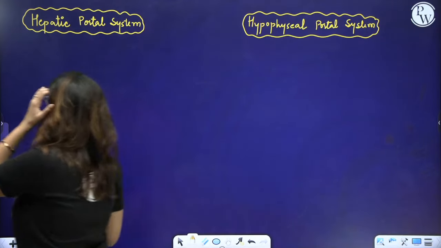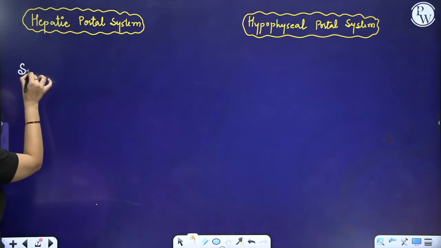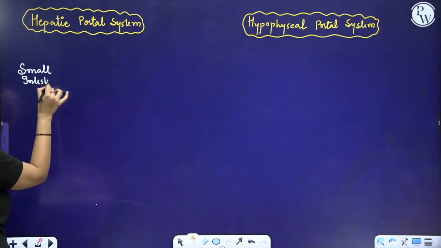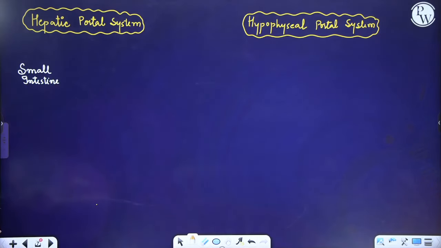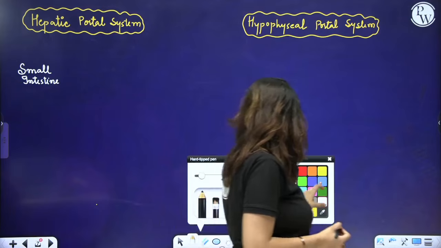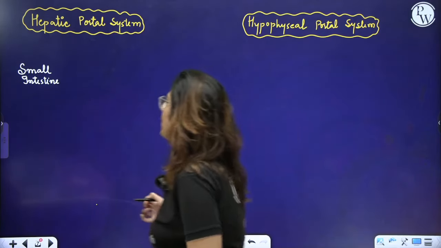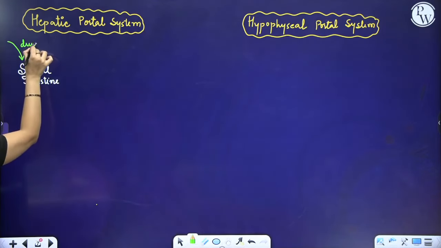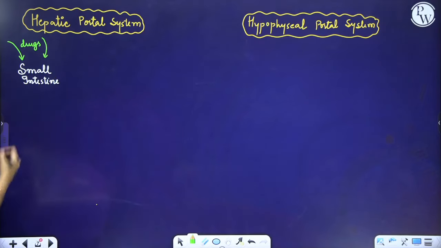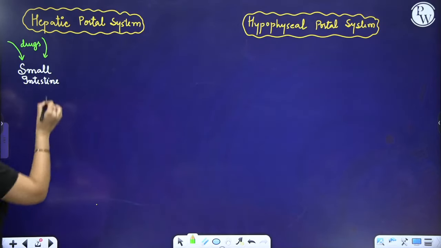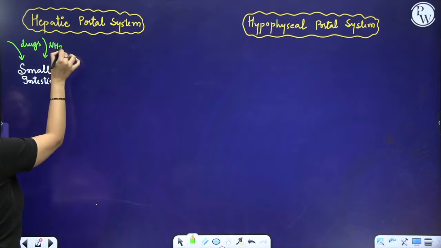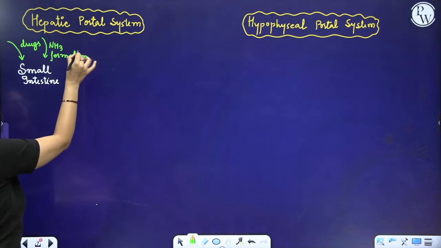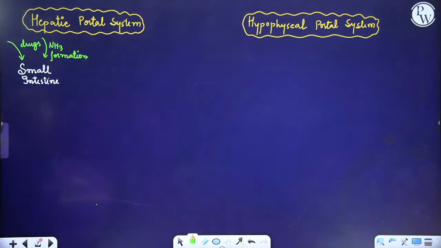Now, imagine that this is a small intestine. Small intestine is there, right? And what you are doing is you are eating everything. You are taking in drugs also. So here in the small intestine, the drugs will also be absorbed. Here, because of the metabolic processes, the ammonia formation also occurs. Right? And some activation of these drugs, they are also important.